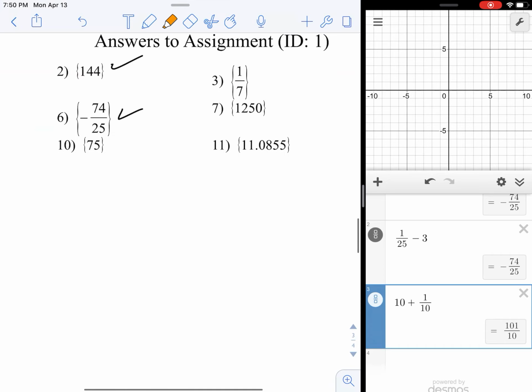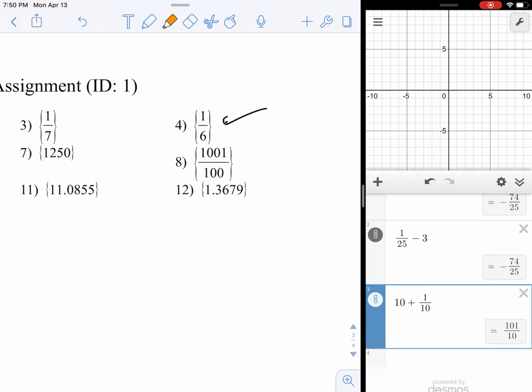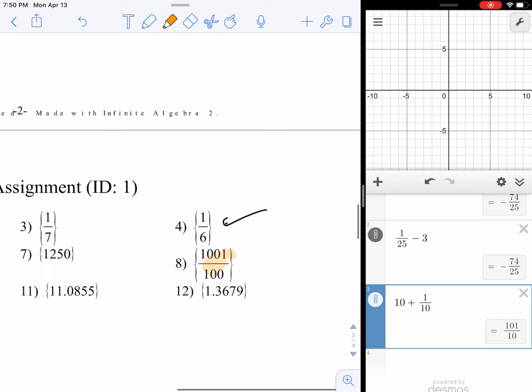Let me scroll down to number 8. Whoa, that's a whole different answer. What the heck?